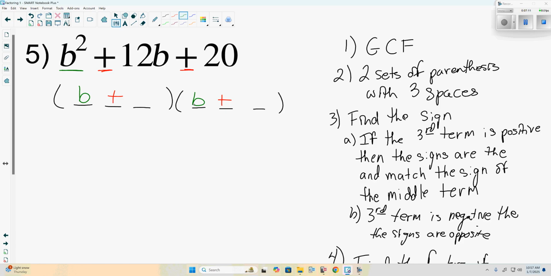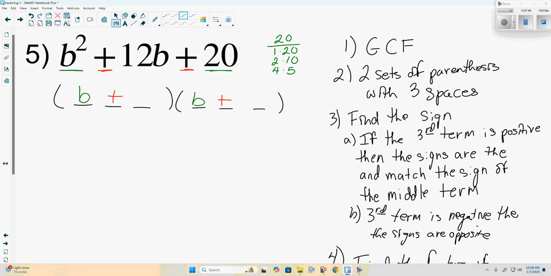Now, factors of 20, our third term. There's a few more than just one set, because we do have 1 and 20, but we also have 2 and 10. 3 is not a factor, but 4 is. We'd have 4 and 5. So all of our factors of 20, all the numbers that multiply together to give us 20, 1 and 20, 2 and 10, 4 and 5. Questions on how we found the factors of the first and third term?